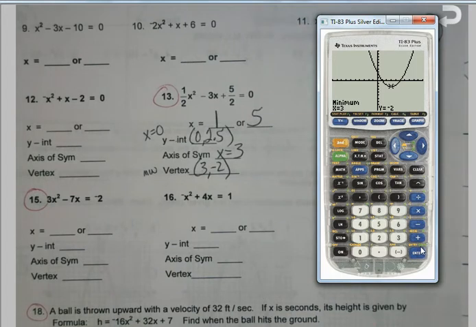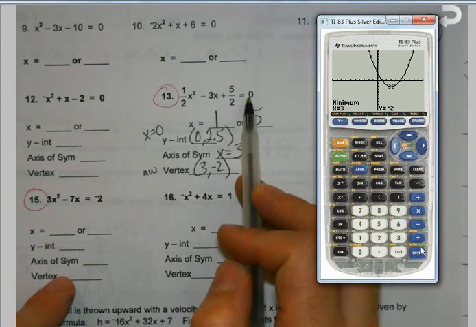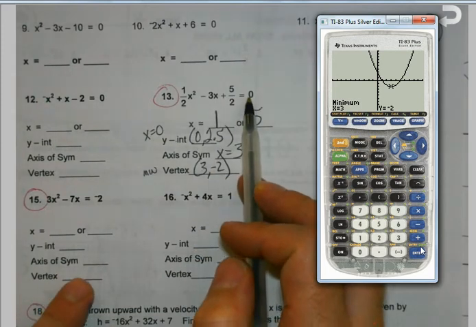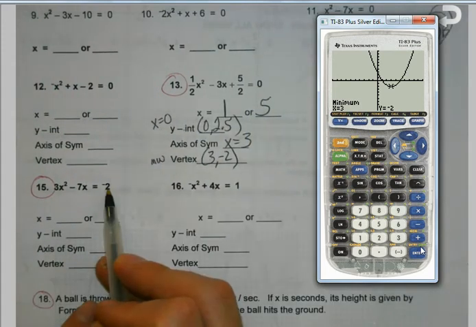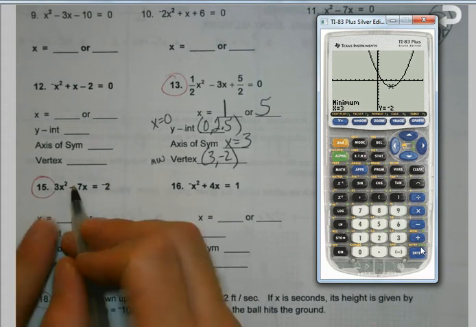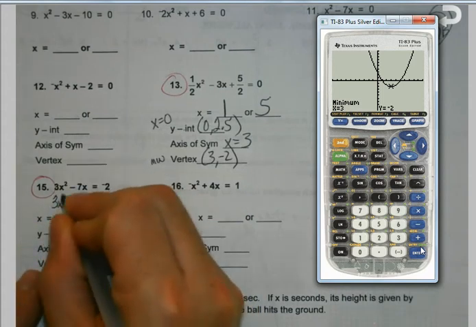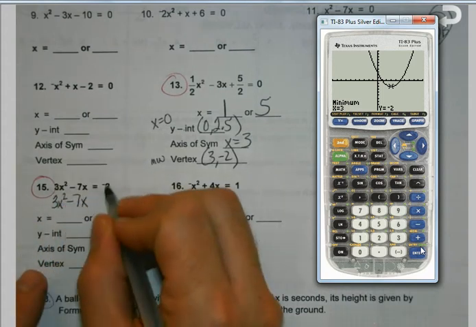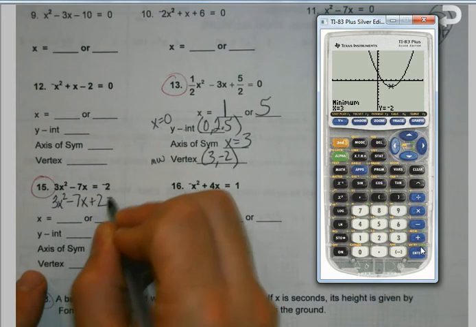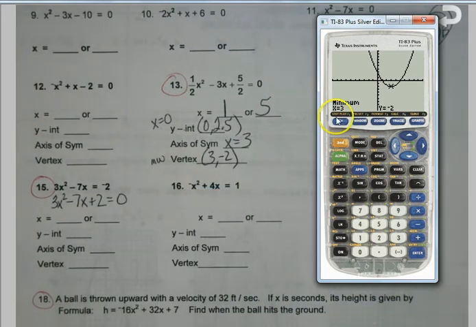So I have several options with these. But the one thing I have to reiterate is we always have to have these equal to 0. So if there is a value on the other side, it needs to come over to the x squared side. And again, I have to do an opposite to do that. So I'd plus the 2 over. And that would be the equation that I'm working with.